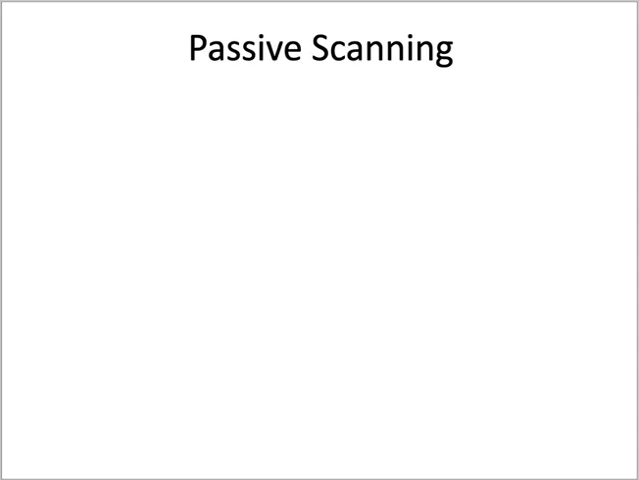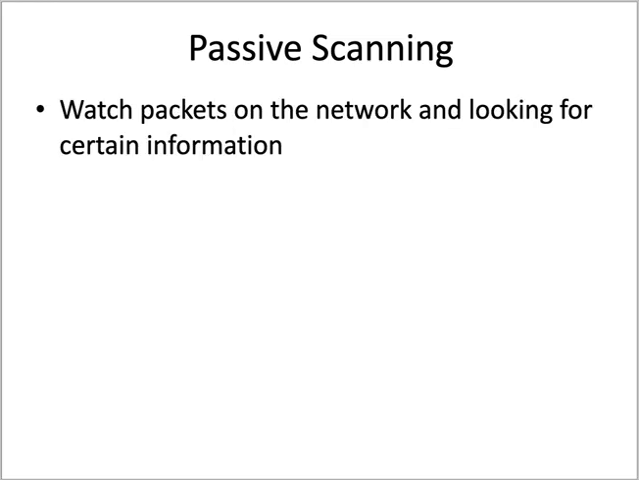The next thing the book talks about is passive scanning. That's where we're watching for packets on the network and looking for particular information, like certain types of packets or packets with certain contents in them. So that's what passive scanning is.